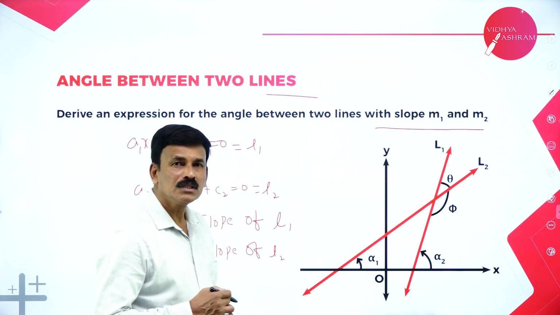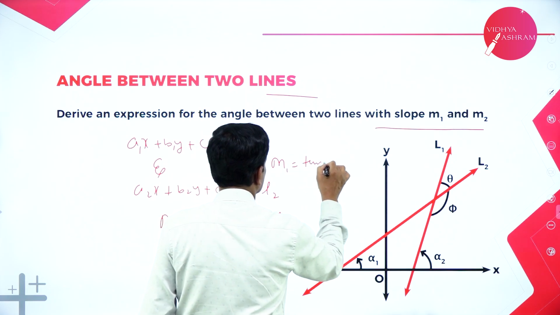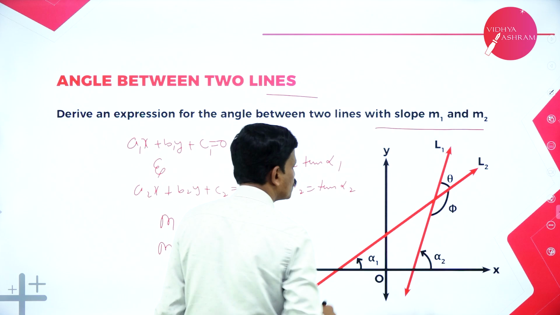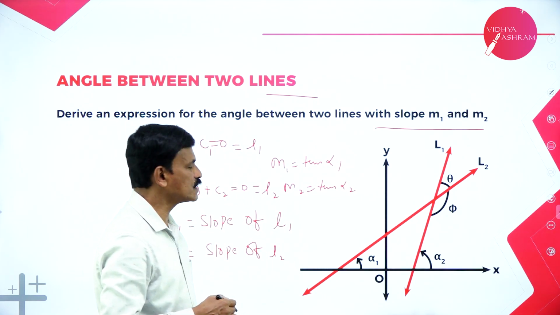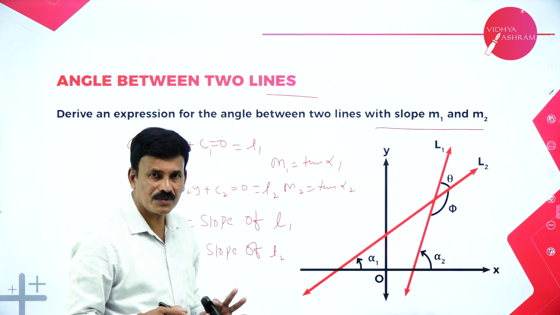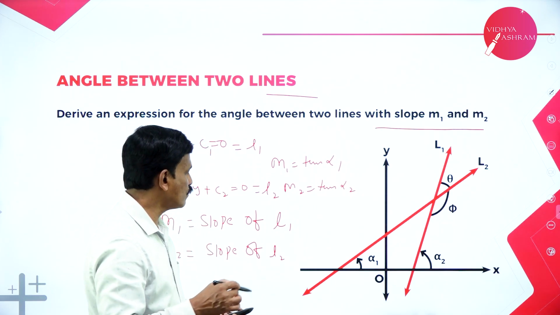Now suppose m1 is the slope. Therefore m1 is equal to tan alpha 1 and m2 is equal to tan alpha 2. Slope of the first line and second line is tan alpha 1 and tan alpha 2.